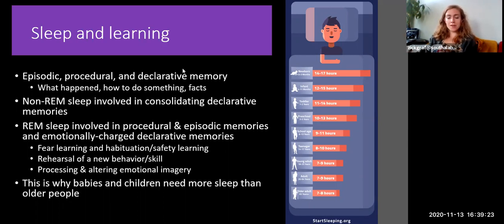So this is why we think that babies and young children need so much more sleep than adults, and why older people might need a little bit less sleep than even young adults. Infants are learning a ton about their environment, so they need a lot more sleep so that they can consolidate all of that learning.